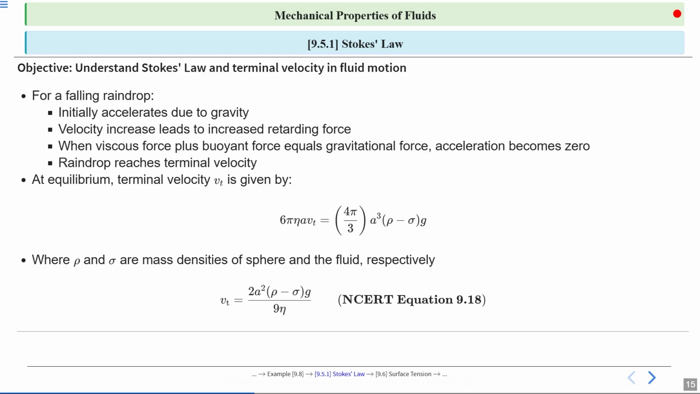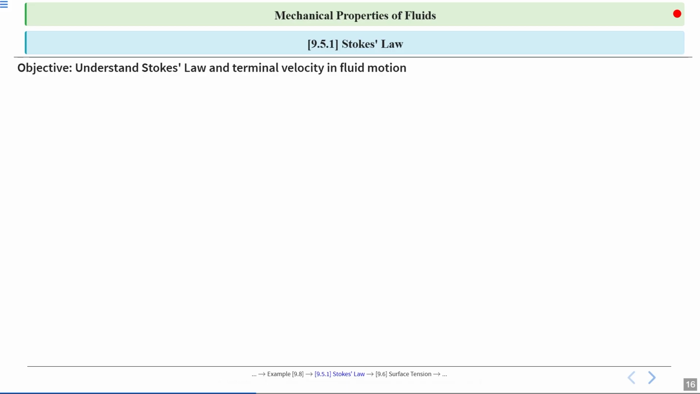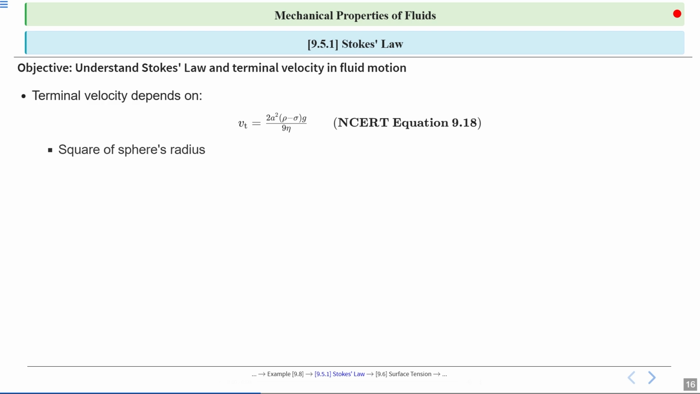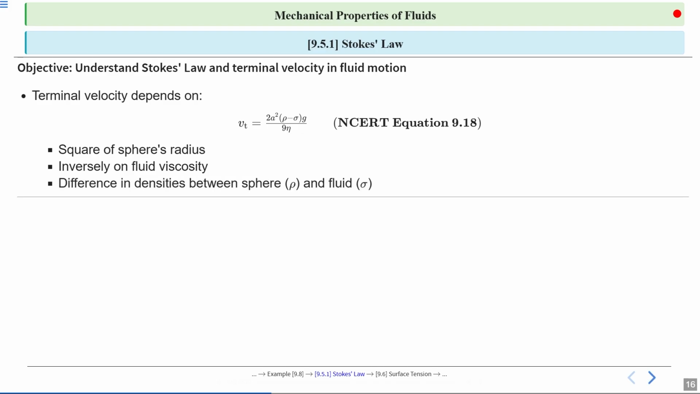Now, terminal velocity depends on the square of the sphere's radius, inversely on fluid viscosity, and on the difference in densities between sphere and fluid.